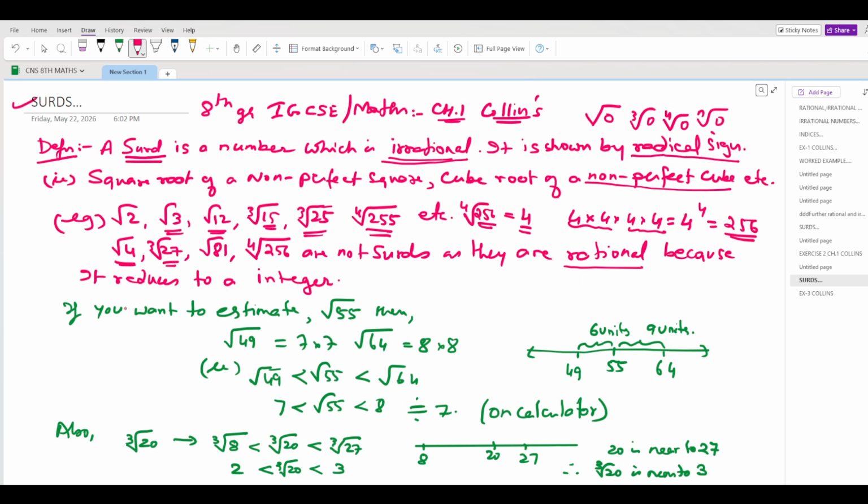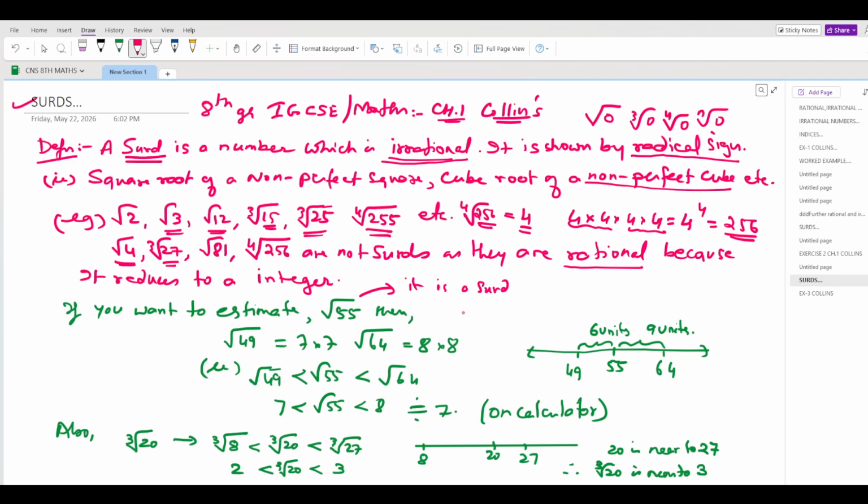Now, let us take this example. If you want to estimate square root of 55, then how will you do that? Square root of 55 is a surd. Am I right? Now, why is it a surd? Because 55 is a non-perfect square, and a non-perfect square placed under a square root sign will always be irrational. So this is a surd because root 55 is irrational.